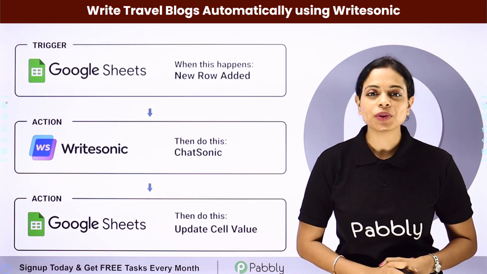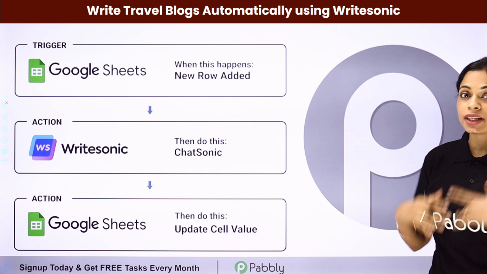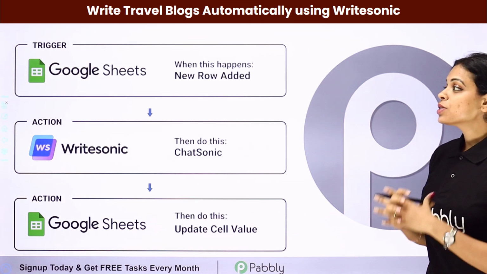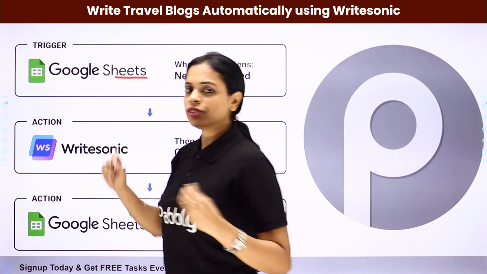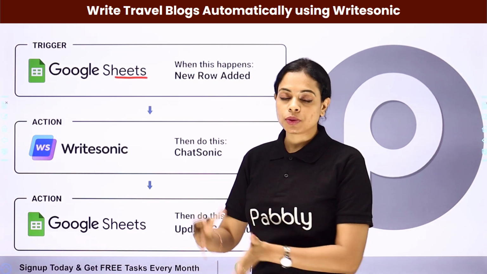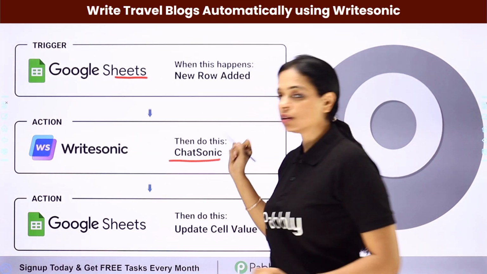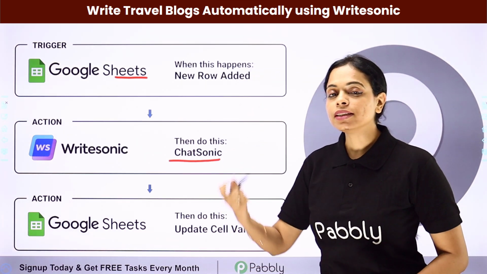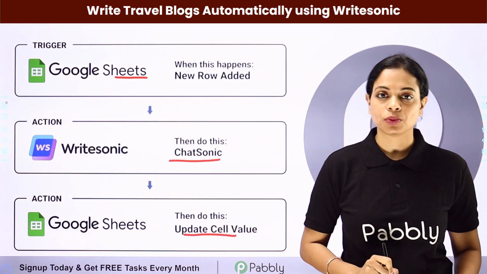In this video, we are going to see how to write travel blogs automatically using Writesonic, which is an AI developer. So here, let's say that in your Google Sheet, you have got different titles for which you are supposed to generate travel blogs. Now, with the help of Writesonic, you have generated the blogs and then you have updated the same spreadsheet with the blog that you have just generated.